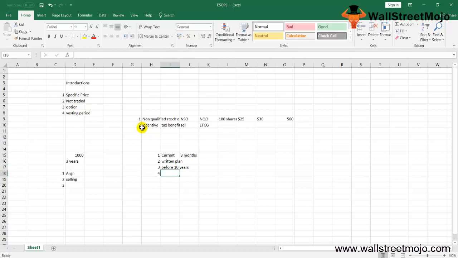Fourth, the ISO documents must state that the option is not transferable. It is not transferable to anyone except under extraordinary conditions, such as the death of the option holder, and in this case, the option will be transferred to the legal heirs of the deceased. Fifth, the employee must own less than 10% of the voting stock of the company at the time of the grant.